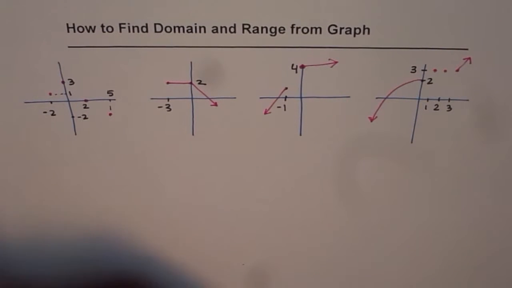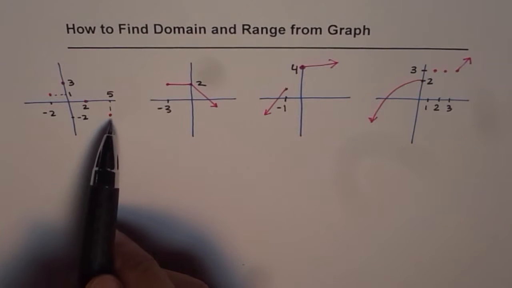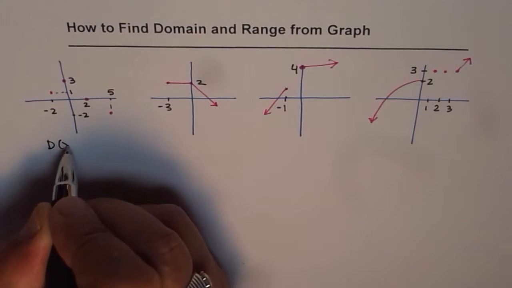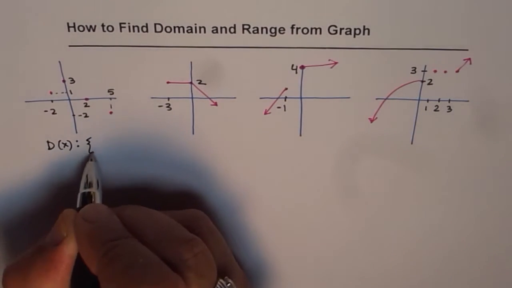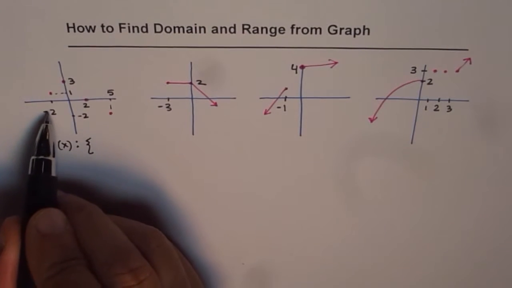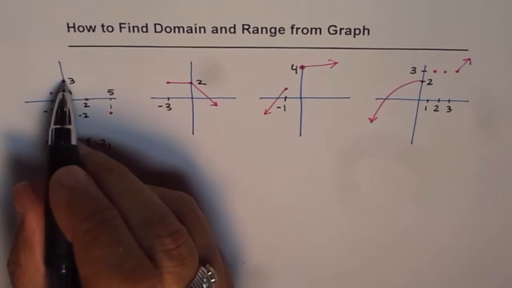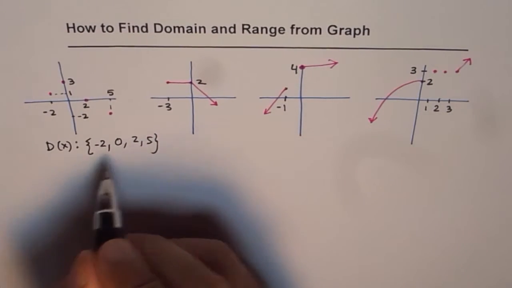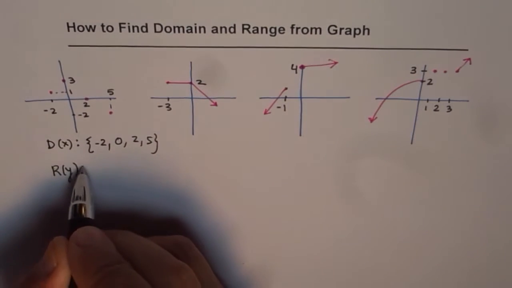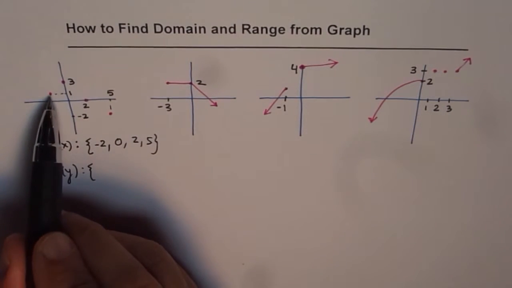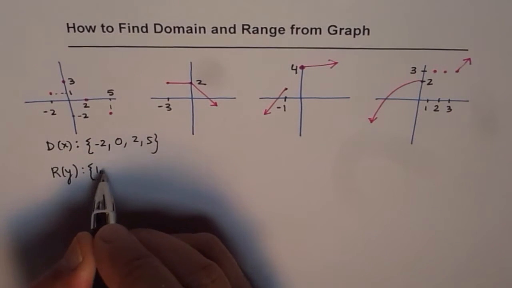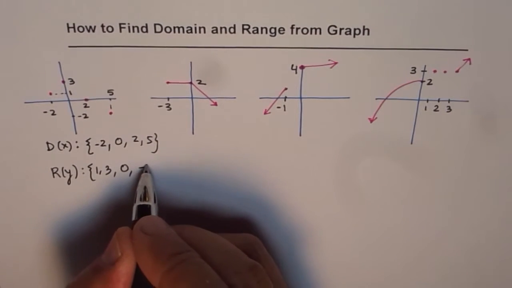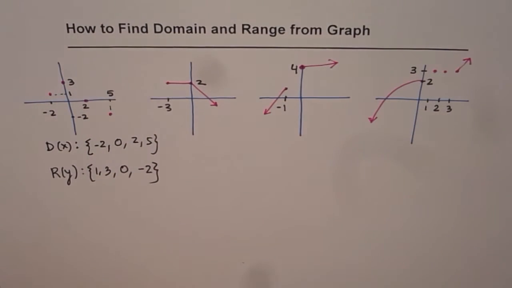Now let's review. The first one is set of points, and the best way to write domain range for this is that we just list the x coordinates and the y coordinates, right? So in this case the domain becomes -2, the x value of 0, x value of 2 and x value of 5. And the range is set of points which is the y values. So y values are 1, 3 and then 0 and -2. So these are my domain range for this kind of function.